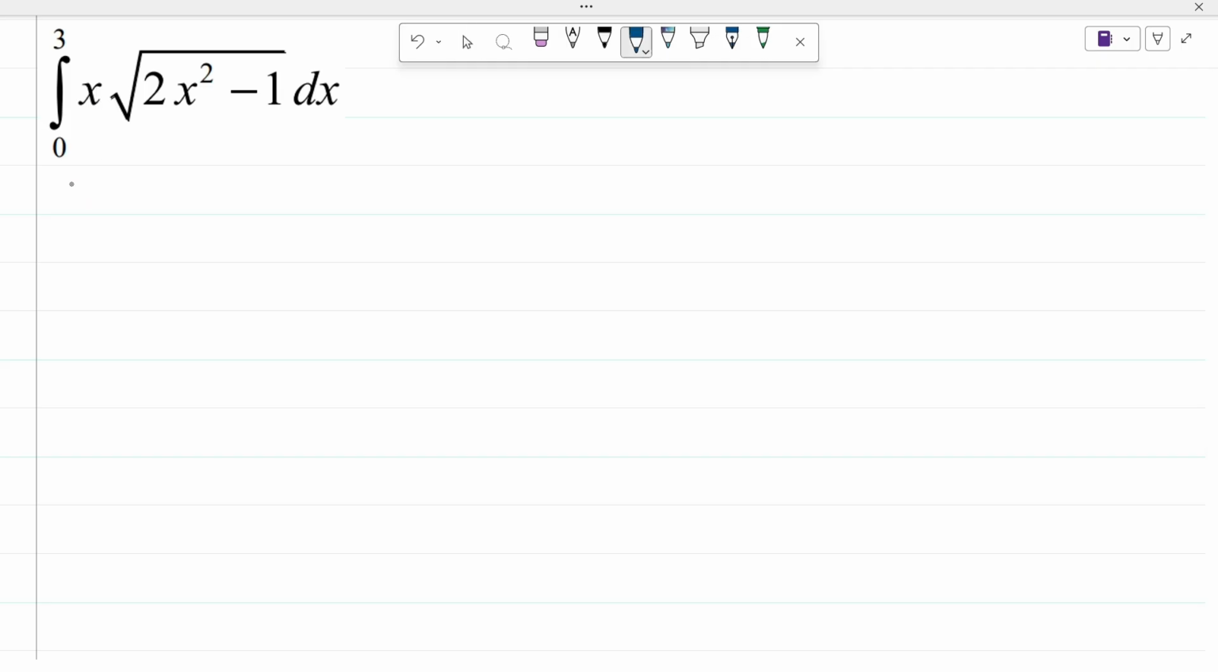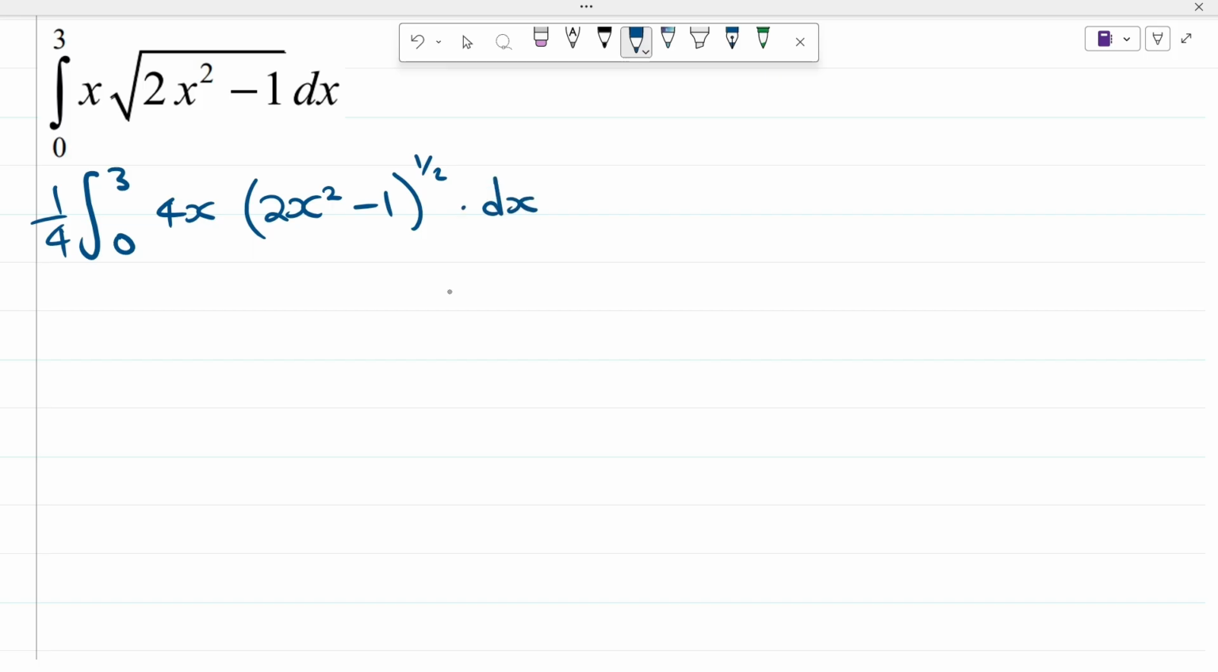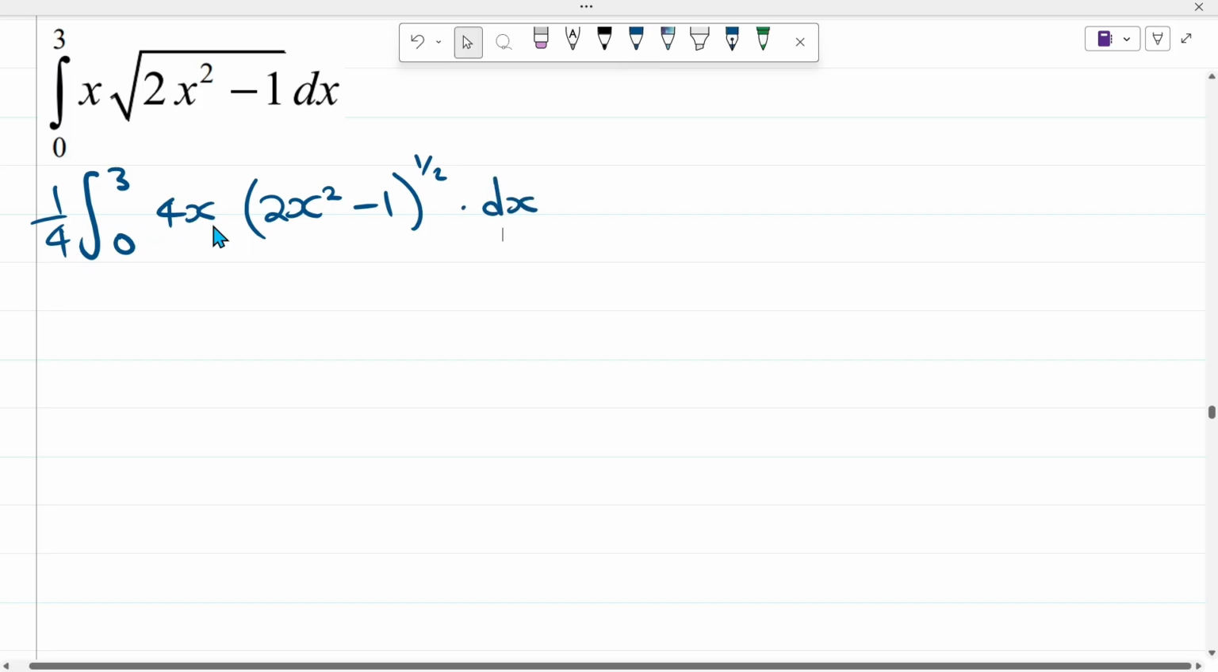So I can rewrite this nicely by saying that I have my limits here, 3, 0. 4x, I cook my 4 out there, and then 2x squared minus 1 to the power of half dx. Then from here, you can see that the 4 and 4 can cancel out, so I didn't change the equation, I still have the same equation. But then I can make use of 4x multiplied by 2x squared minus 1 to the power of half dx.